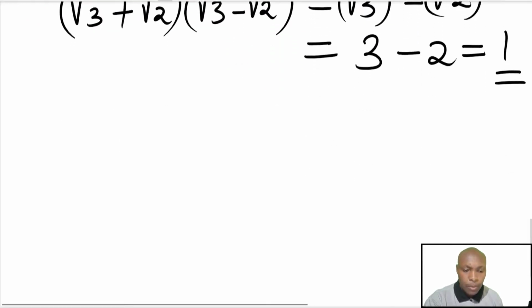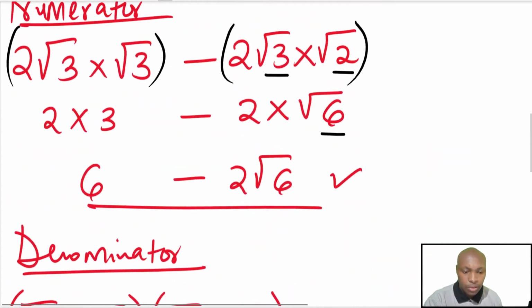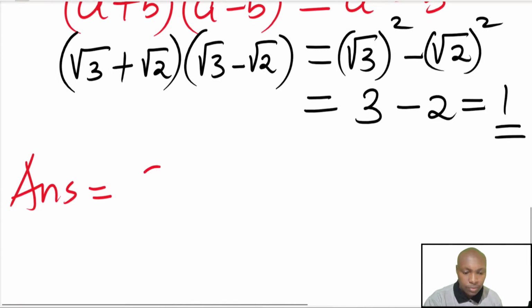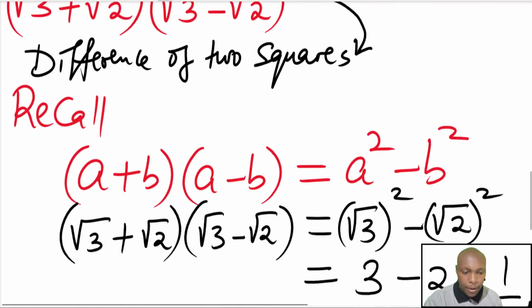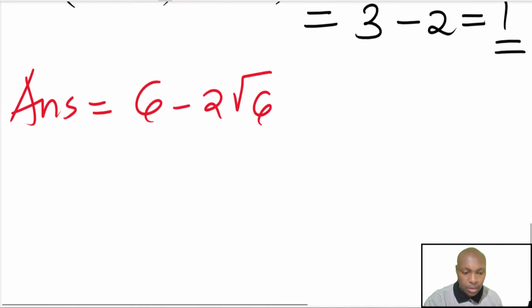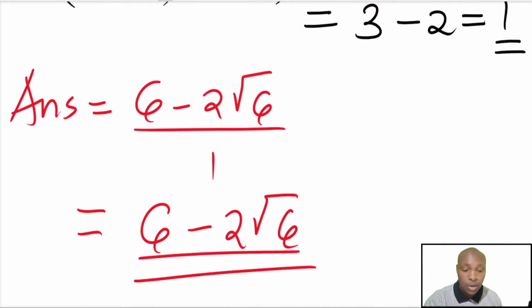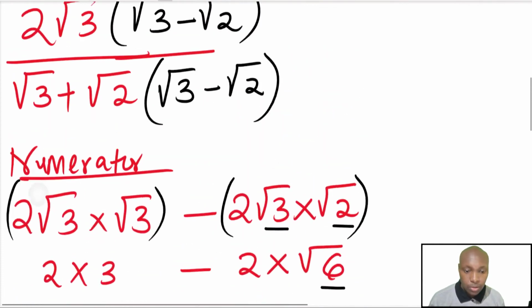Now, with that, we are able to get the solution for the question. The numerator was 6 minus 2 root 6, and then divided by 1. And this is 6 minus 2 root 6 as the solution. And that is how you're supposed to work out this question on Surds.